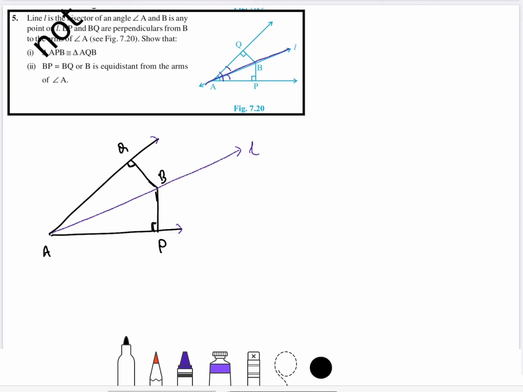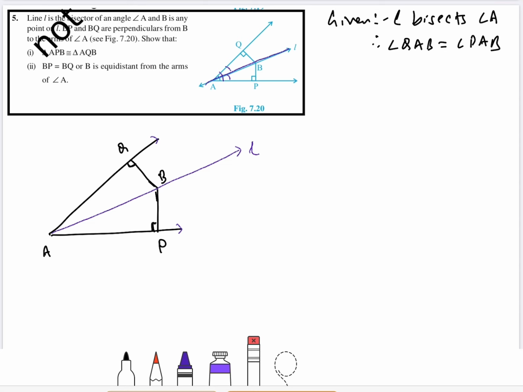So first we will note down the given quantities. It is given that L bisects angle A. So we can write here L bisects angle A. That is, therefore, angle QAB is equal to angle PAB. And also angle BQA is equal to angle BPA is equal to 90 degrees. It is given to us.